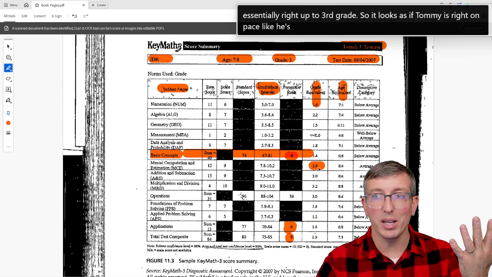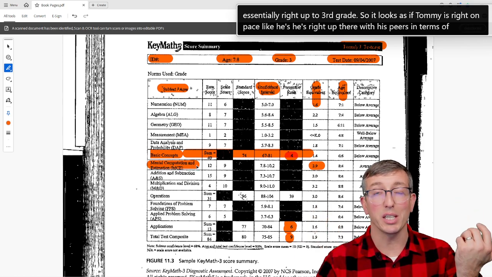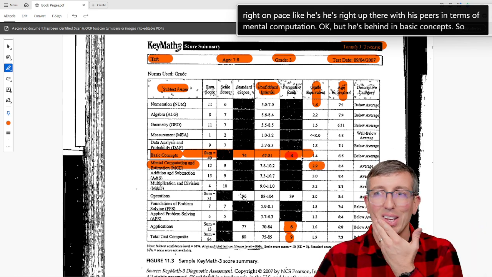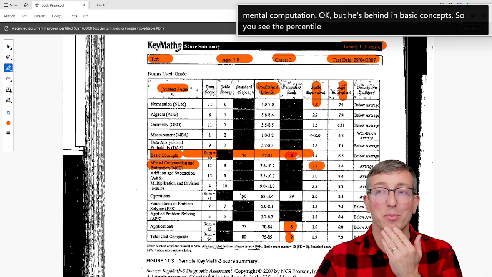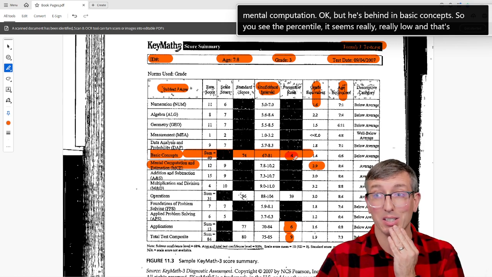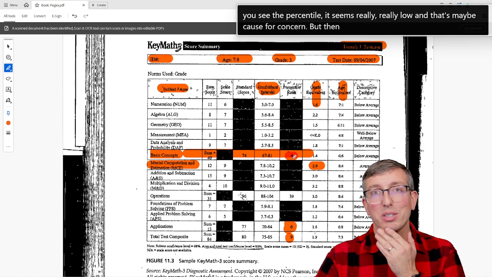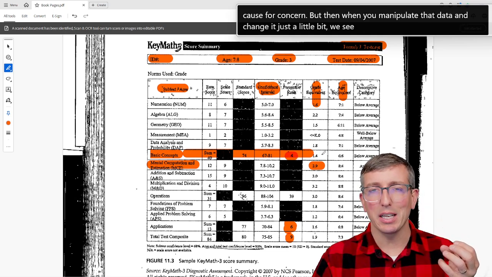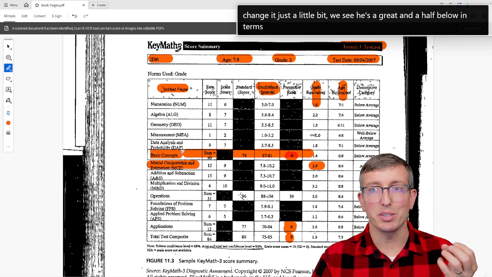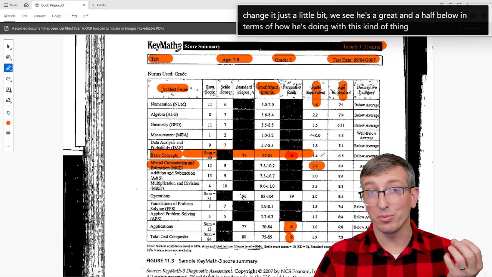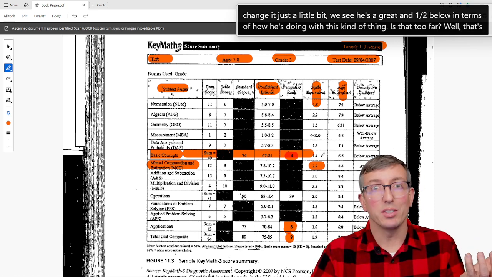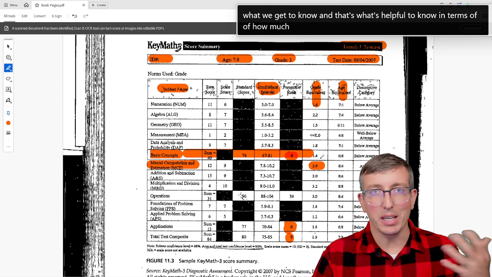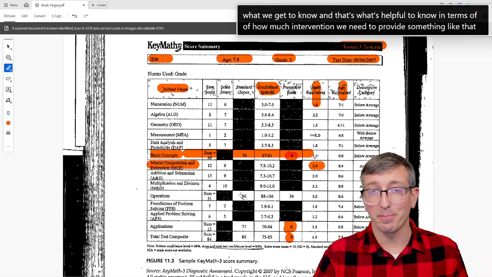Like he's right up there with his peers in terms of mental computation. Okay. But he's behind in basic concepts. So you see the percentile, it seems really, really low, and that's maybe cause for concern. But then when you manipulate that data and change it just a little bit, we see he's a grade and a half below in terms of how he's doing with this kind of thing. Is that too far? Well, that's what we get to know, and that's what's helpful to know in terms of how much intervention we need to provide, something like that. Okay.